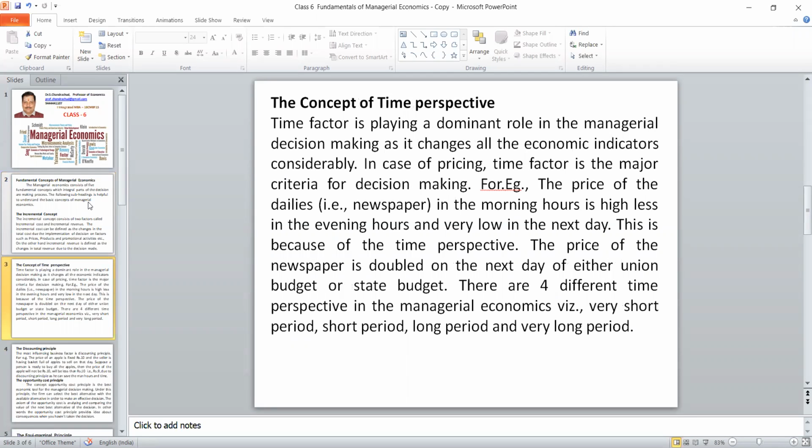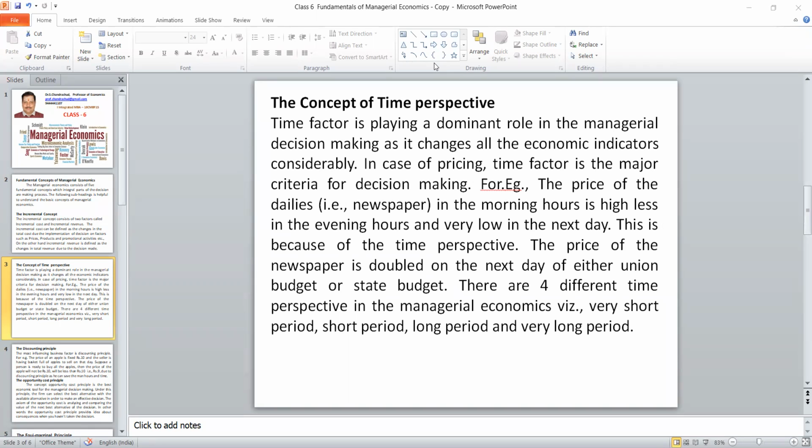The second one is about the time perspective. Definitely, this is a main concept for managerial economics, because at different times the value may differ. Net present value will be different because of this time perspective. Why are we saying the time factor plays a dominant role in managerial decision making? Because it changes all the economic indicators. Economic indicators, in the sense of pricing, product, promotion, employment opportunity, and labor turnover. All these things are based on the time perspective only.